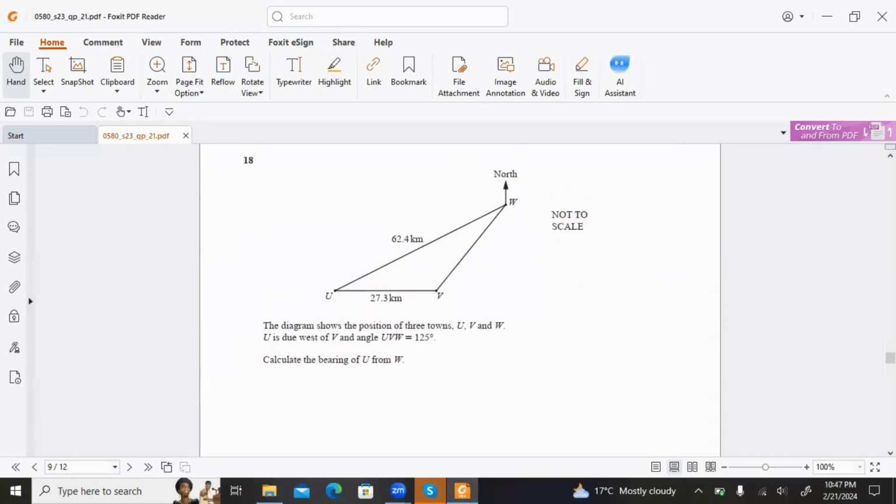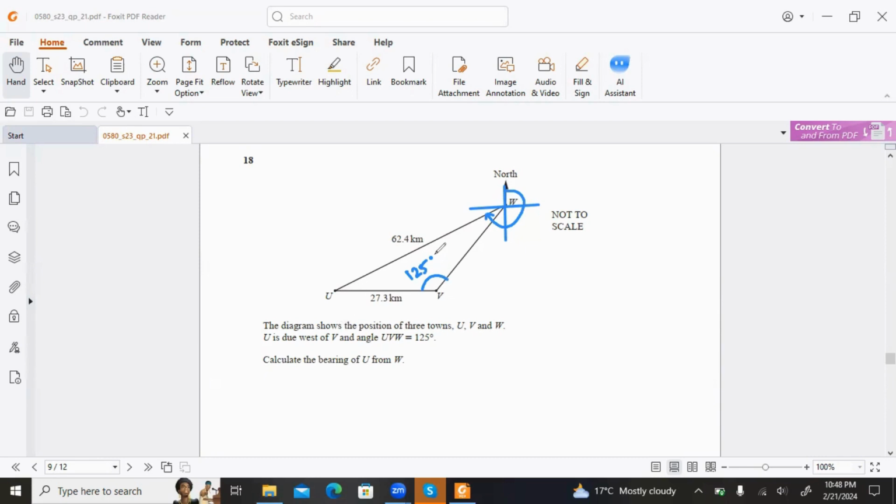Then question 18 is saying that the diagram shows the position of 3 towns U, V, and W. U is due west of V, and the angle UVW is 125. This angle is 125 degrees. Calculate the bearing of U from W. So it says of U from W, so we draw a compass at W. And our bearing is basically going to be this entire angle.